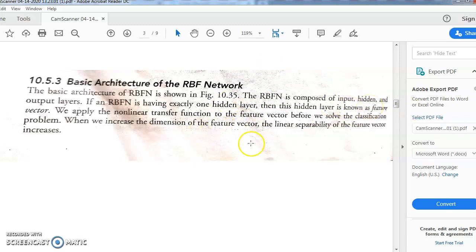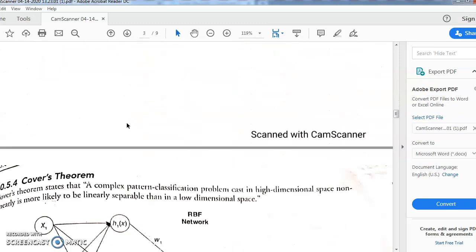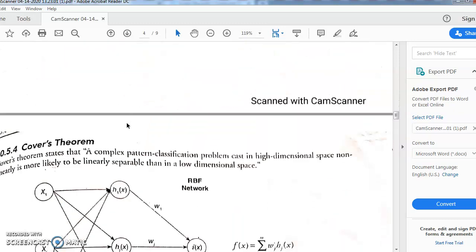Now after considering all these features, all the web browsing data, we want to predict or analyze what kind of classification that particular problem will do. So all these features will be collected into the feature vector before applying the nonlinear transform, so that we can effectively solve the classification problem. Next is Cover's theorem.